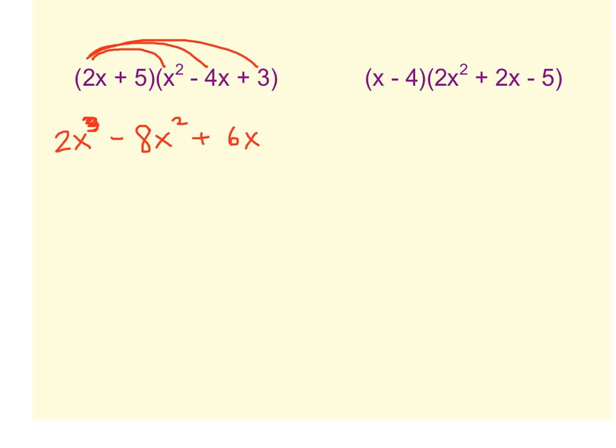All right, now you have to take the 5, the second term of this binomial, and that has to get multiplied to everything in the second polynomial also. So 5 times x squared is 5x squared. 5 times negative 4x is negative 4x.